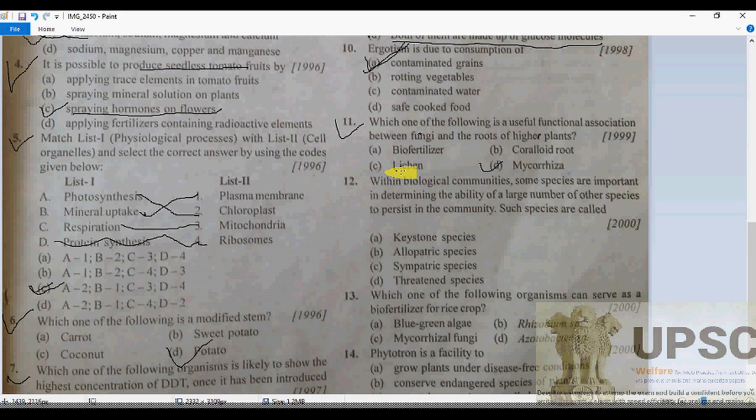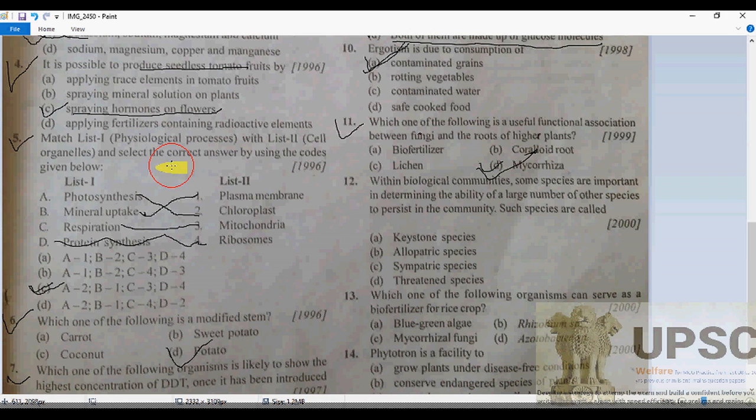Mycorrhiza takes carbohydrate from the plants. In return, the fungus helps the plants by supplying water and important minerals. So definitely mycorrhiza. What is mycorrhiza? Once again I repeat, it is a symbiotic association between the fungus and the roots of the vascular plants, where the mycorrhiza takes carbohydrate from the plants. In return, what is the fungus doing there? Of course, helping the plants by supplying the water and the important minerals.